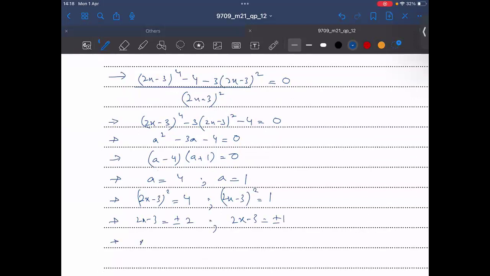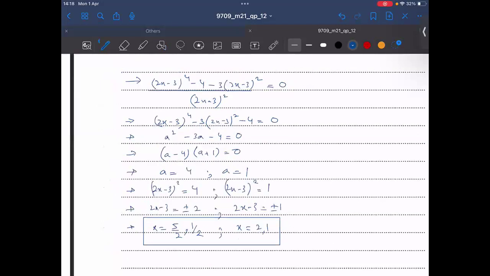I'm going to get x as what? 2 plus 3, 5 over 2. And minus 2 plus 3 is 1 over 2. Where I'm going to get x as 1 plus 3, 4 over 2, 2, and minus 1 plus 3 is going to be 2 over 2, 1. You just got 4 values of x. Is it clear or not?